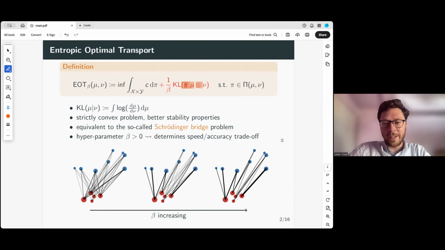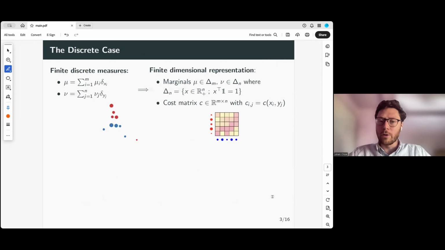So do not, again, hesitate to interrupt me. Here, this was the optimal transport problem and the entropic optimal transport problem. And I also want to talk about the discrete case, which I will use often in this talk.